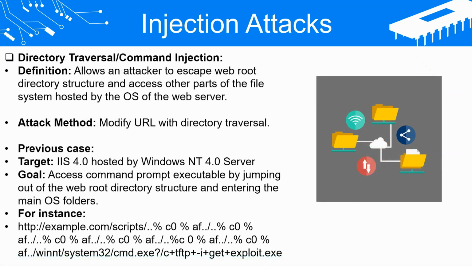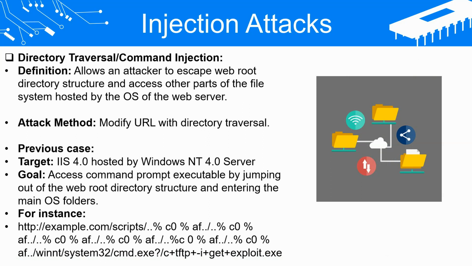A directory traversal attack allows an attacker to escape the confines of the web root directory structure and access other parts of the file system that are hosted by the operating system of the web server. An attack that used a modified URL to perform directory traversal was commonly used against IIS 4.0 hosted by Windows NT 4.0 server in the past.